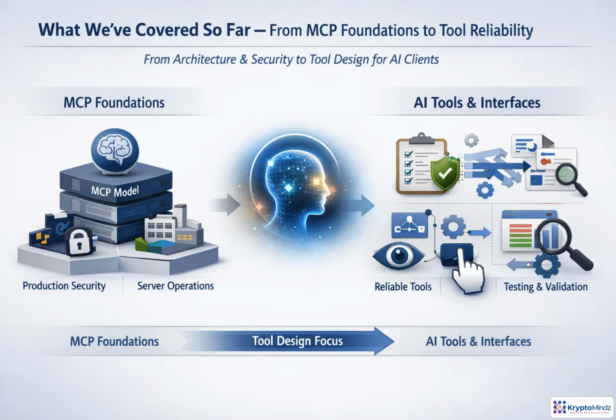We've already covered the MCP foundation, how servers fit into the model, how they run in production, and how access is secured. Now we move closer to the AI client's decision point, the tool interface. Our focus is reliability through clear schemas, safe side effects, predictable errors, manageable results, and testable behavior.